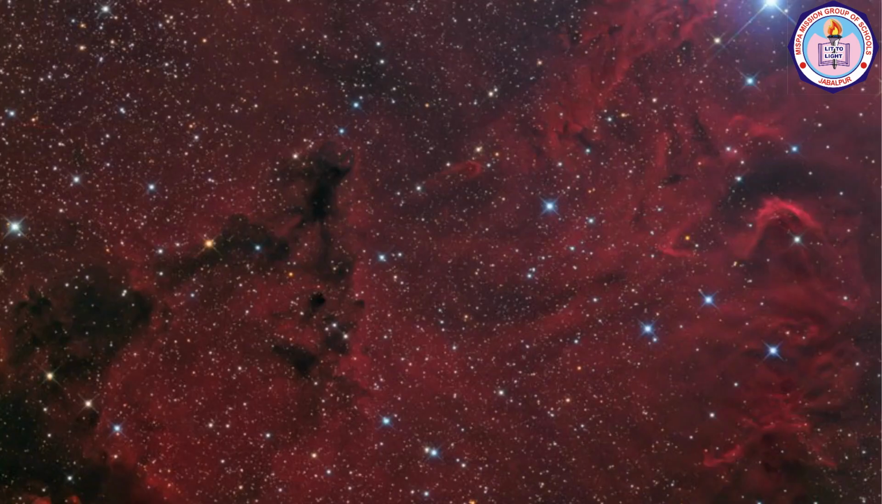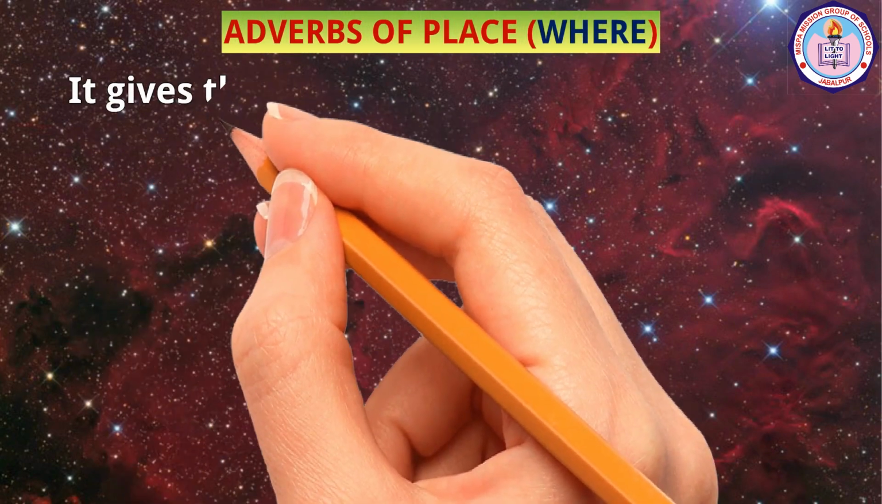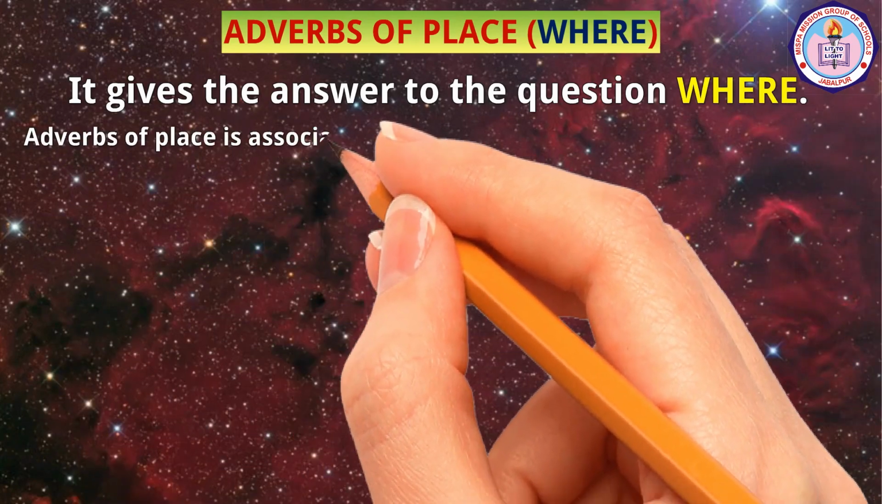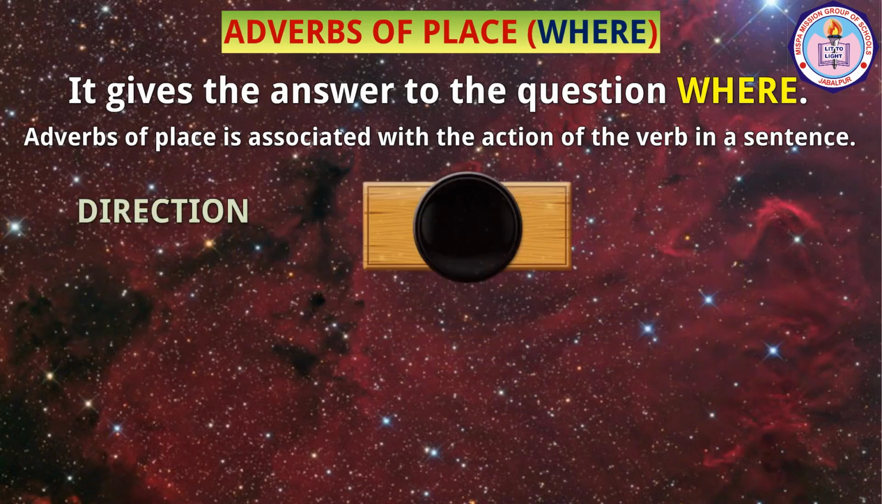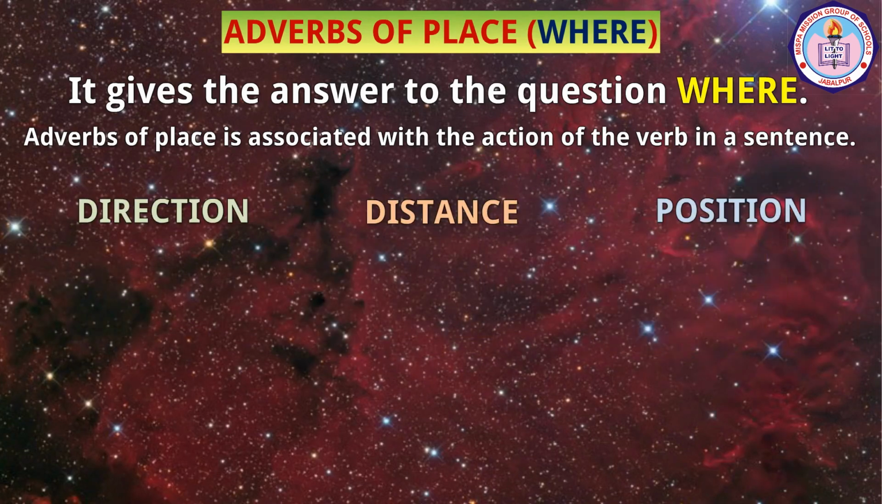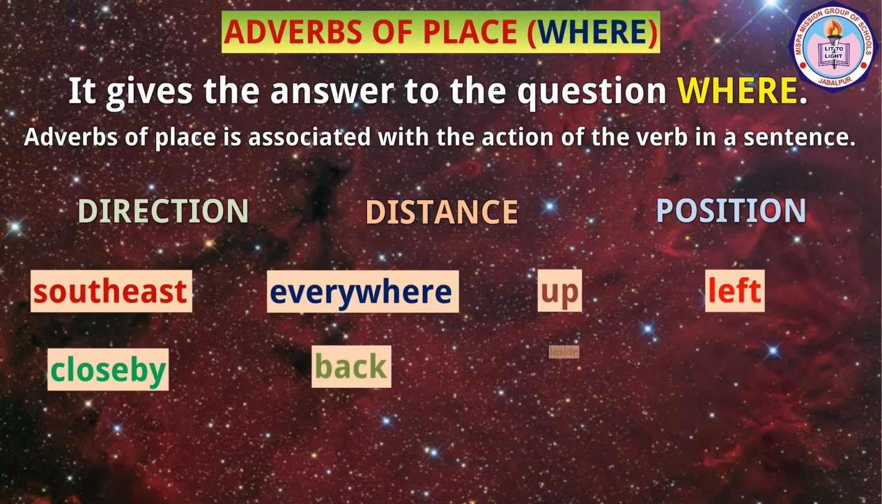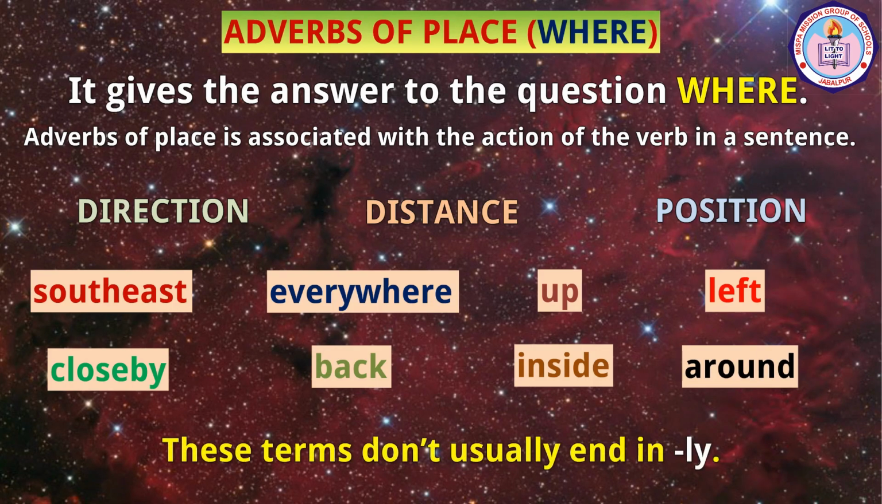The next kind of adverb is the adverb of place. It gives the answer to the question where. An adverb of place is associated with the action of the verb in a sentence, providing context for direction, distance, and position. For example, southeast, everywhere, up, left, close by, back, inside, around. These terms don't usually end in ly.